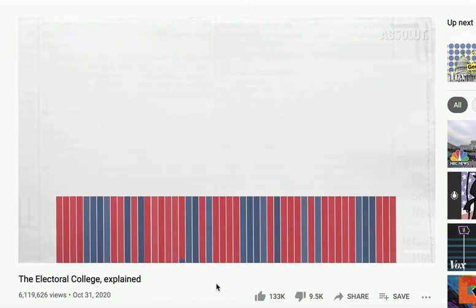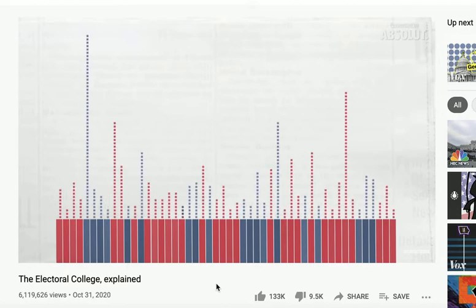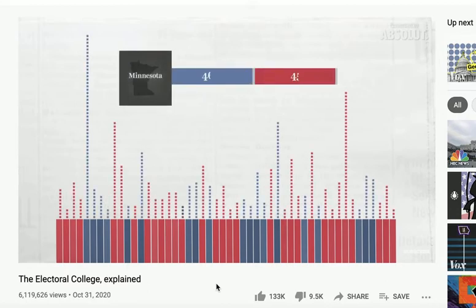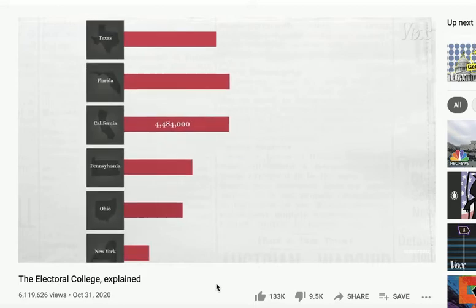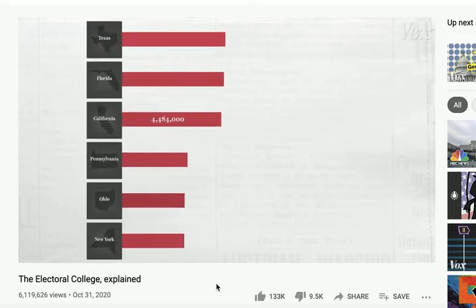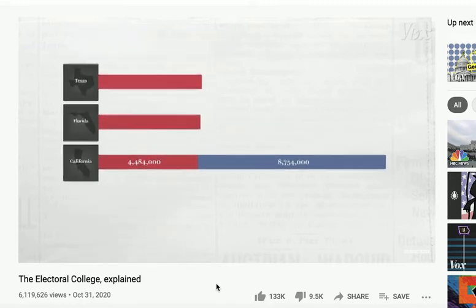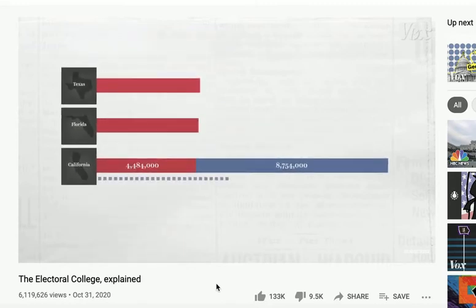The candidate who gets the most votes in a state gets all its electoral votes. If they win the state by 1%, they win 100% of the electoral votes. In 2016, more than 4 million people voted for Donald Trump in California. In fact, more people voted for him there than in any other state except for 2. But it didn't matter. Hillary Clinton got more votes there, so she got all 55 of its electoral votes.